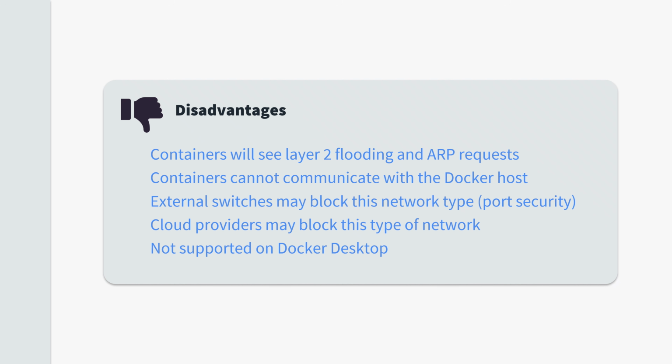Also, some cloud providers do not support this network type at all. If you are running Docker in the cloud, MACVLAN may simply not work for you. And finally, containers on a MACVLAN network cannot natively communicate with the Docker host itself. This may not be an issue in your use case, but it is still worth knowing.